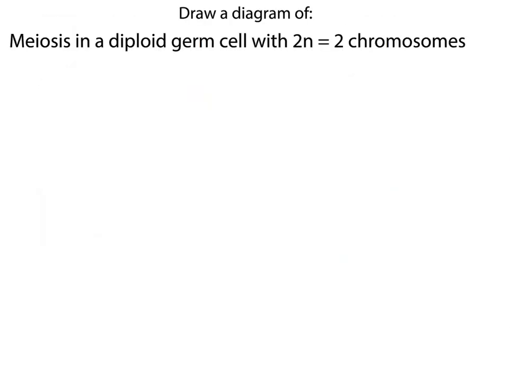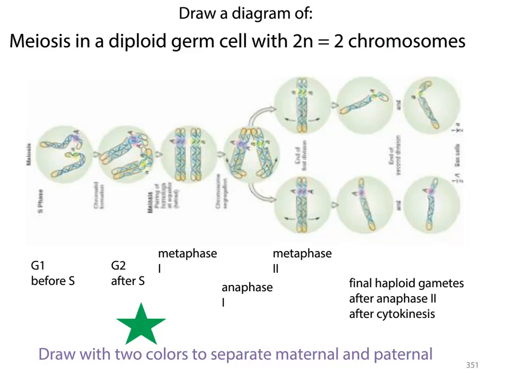Once again, I want you to draw out a diagram. Oh, look, I got a blank paper. You've got a diploid germ cell, 2N equals 2. You should know what this means: 2N is diploid, 2 means 2 chromosomes. Go through the process of meiosis and be able to draw out each step. Label them too. My suggestion to you is to always draw with 2 separate colors to be able to distinguish maternal from paternal. Hopefully you do something that looked a little bit like this.